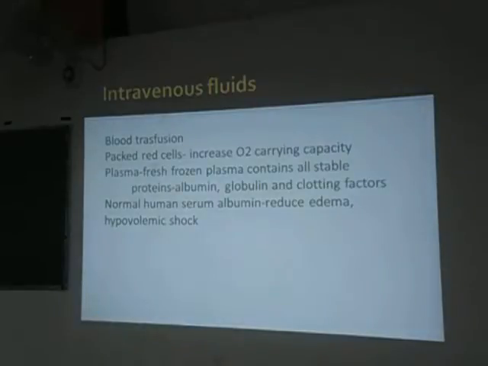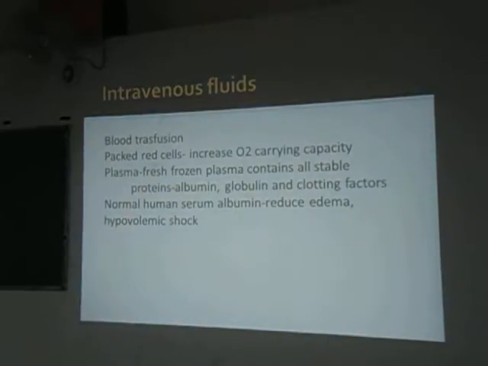Nowadays we have better options to increase the oxygen carrying capacity without giving blood. That will be packed red cell transfusion, to increase the oxygen carrying capacity. Then fresh frozen plasma, and plasmapheresis. You need to remember where plasmapheresis is given. Any idea? One condition we have discussed is myasthenia gravis, plasmapheresis. Succinylcholine: what is the treatment? Fresh frozen plasma, in order to metabolize this successfully.